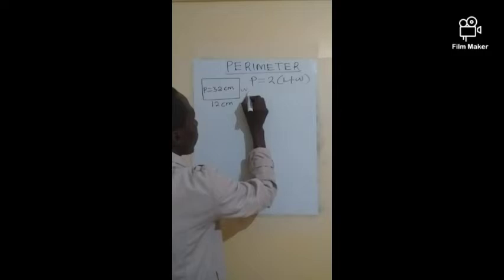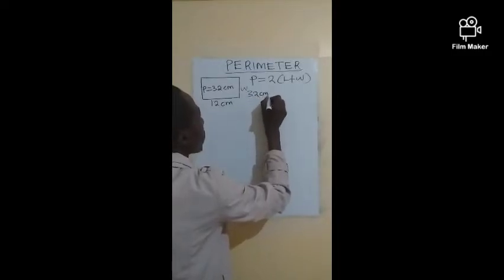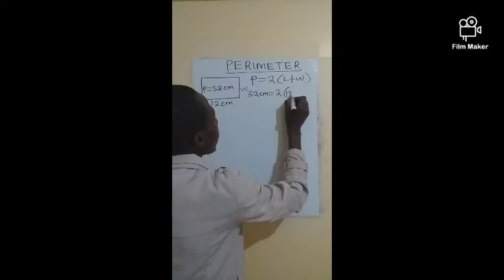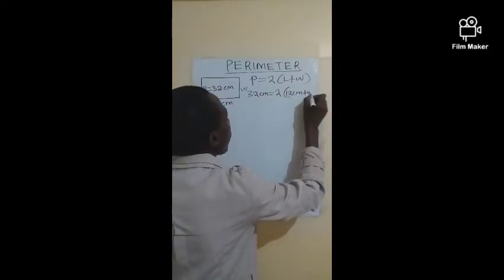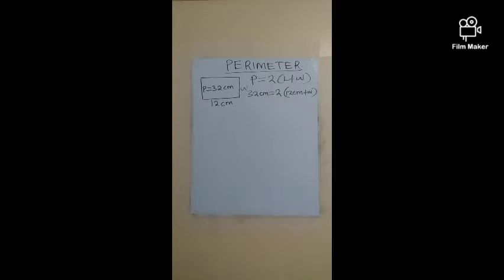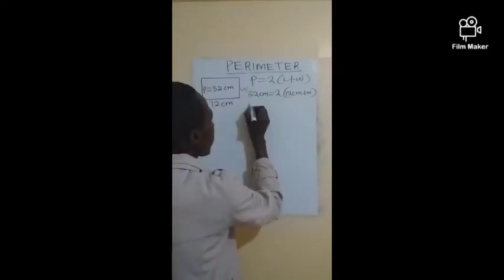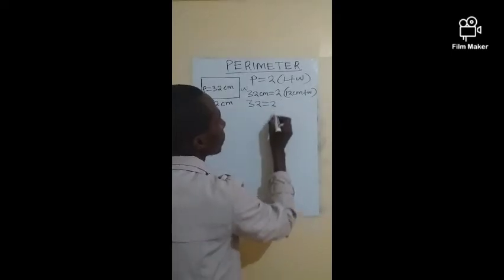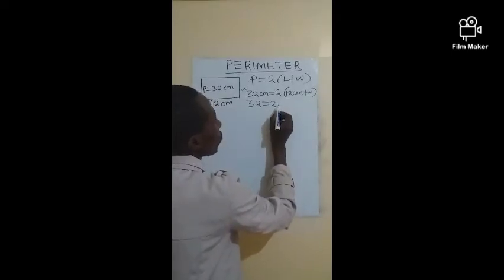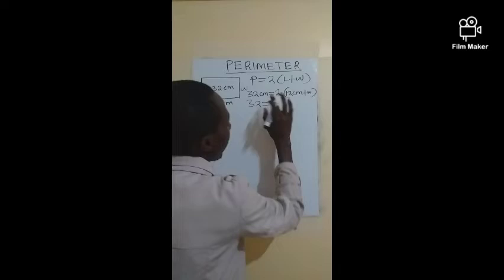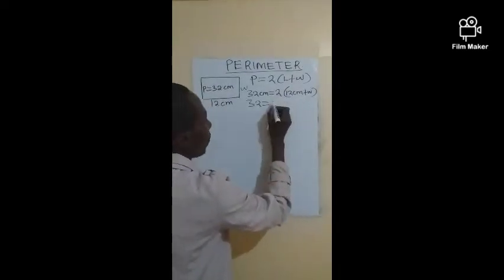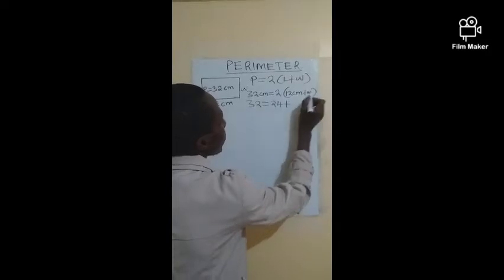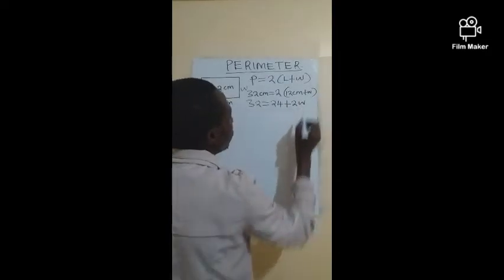We have perimeter, 32 centimeters. We have the length. We are looking for W, which is our width. We ignore the units first. We go with 32 is 2. We open the brackets. 2 times 12, which is 24, plus 2 times W, 2W.